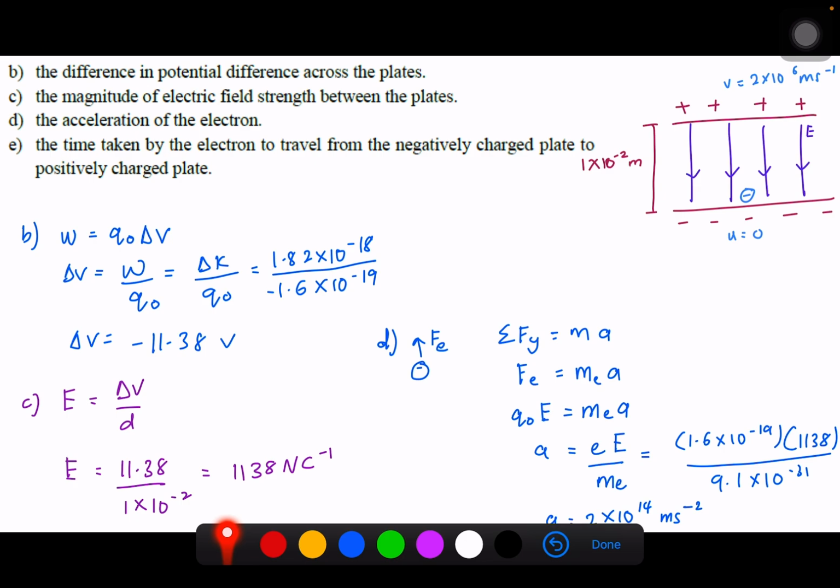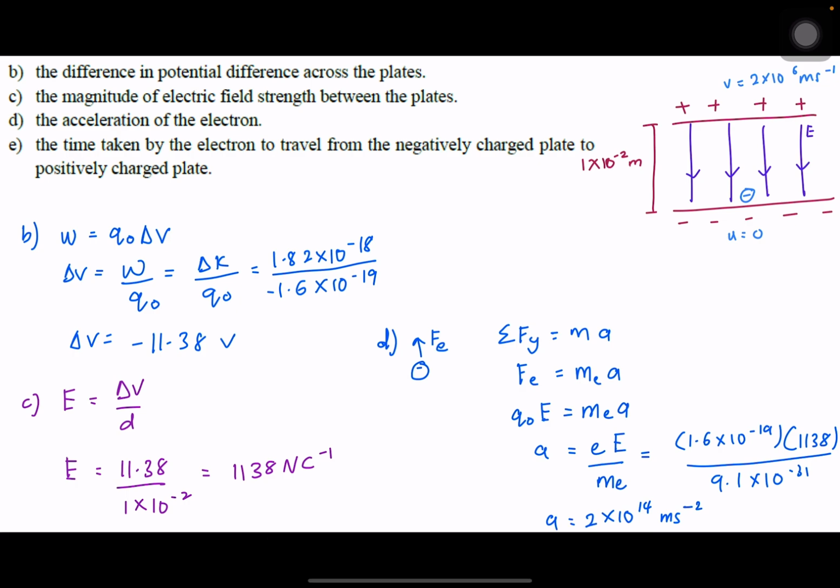For D, you can redraw this electron over here to identify the forces on the charge. So here we ignore the weight in this case because the weight is very small. If you want to include the weight, it will be Fe minus W. But here I ignore it. So Fe is equal to m_e a, mass of electron times a. So obviously you have acceleration in this case.